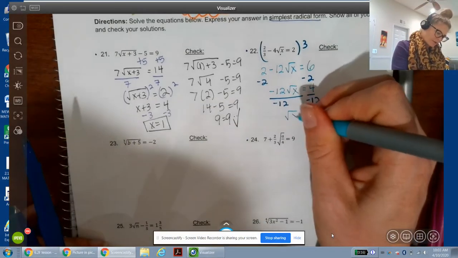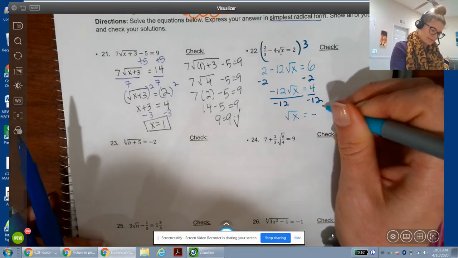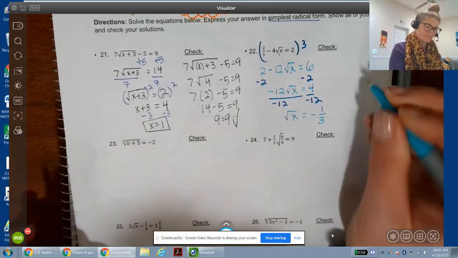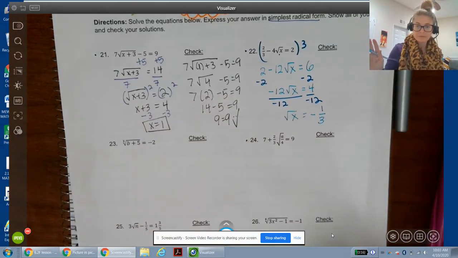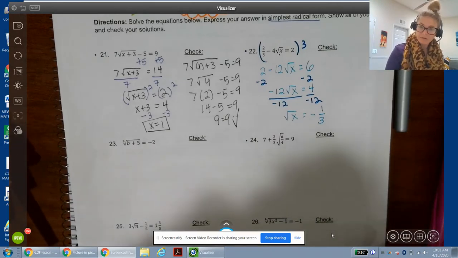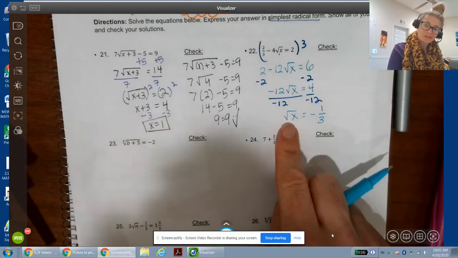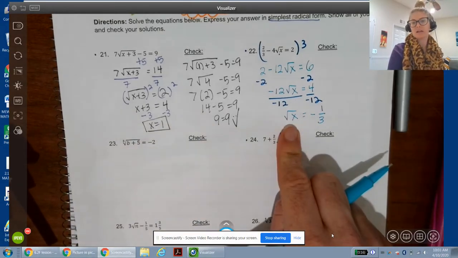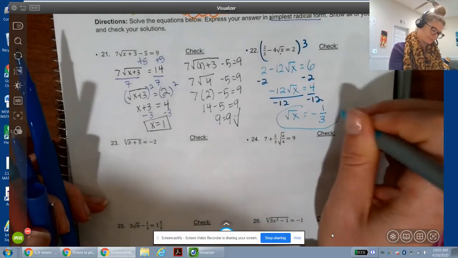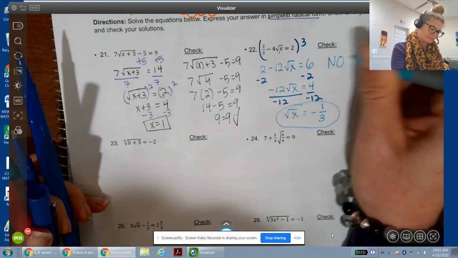I'm going to get the square root of x is equal to, I'm going to simplify this, negative 1/3. Stop! Can you have the square root of a number equaling a negative? No. There's no real number you can substitute in here to make this statement true. So this is no solution.